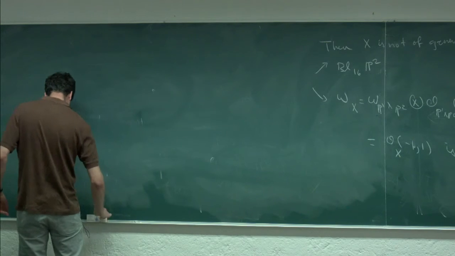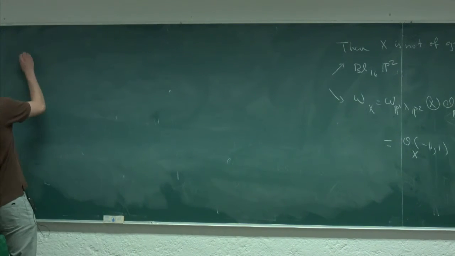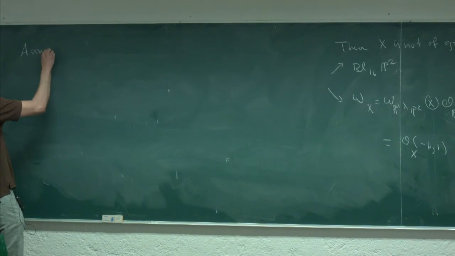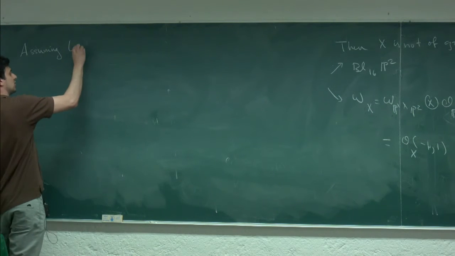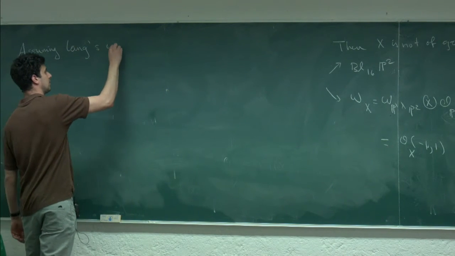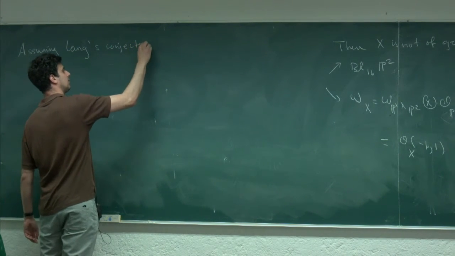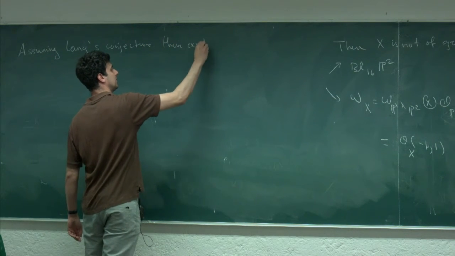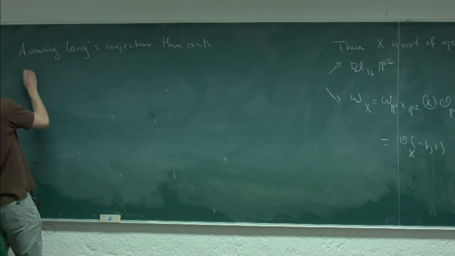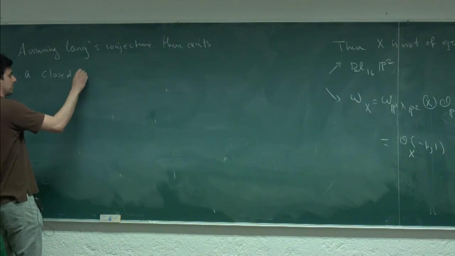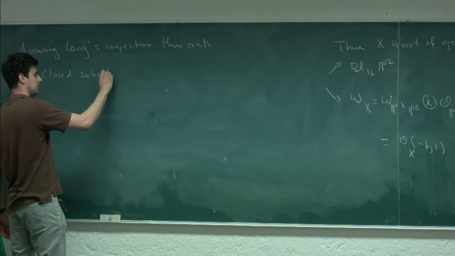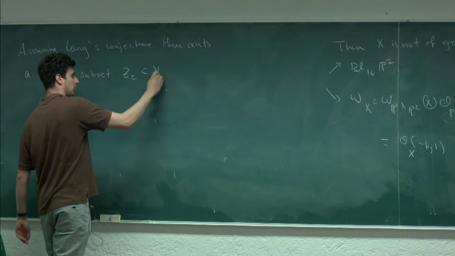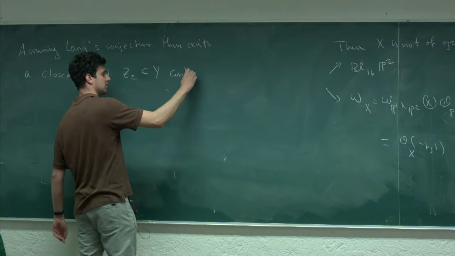So assuming Lang's conjecture, there exists a closed subset called Z2 inside of Y, containing all the rational points.